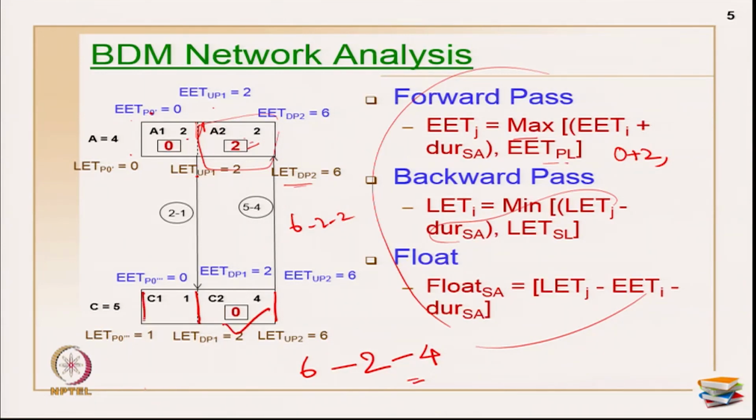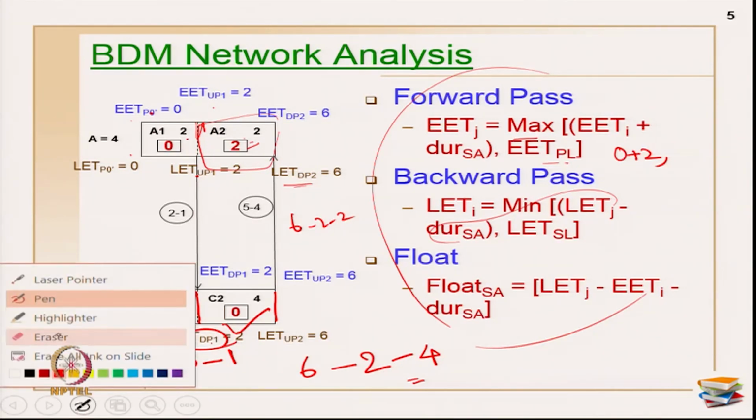Now, let us look at this particular portion. So, the late event time is 2 here. The early event time is 0, minus the duration of this particular activity, which is 1. So, this will now be 1 here. That is how the calculations are done.